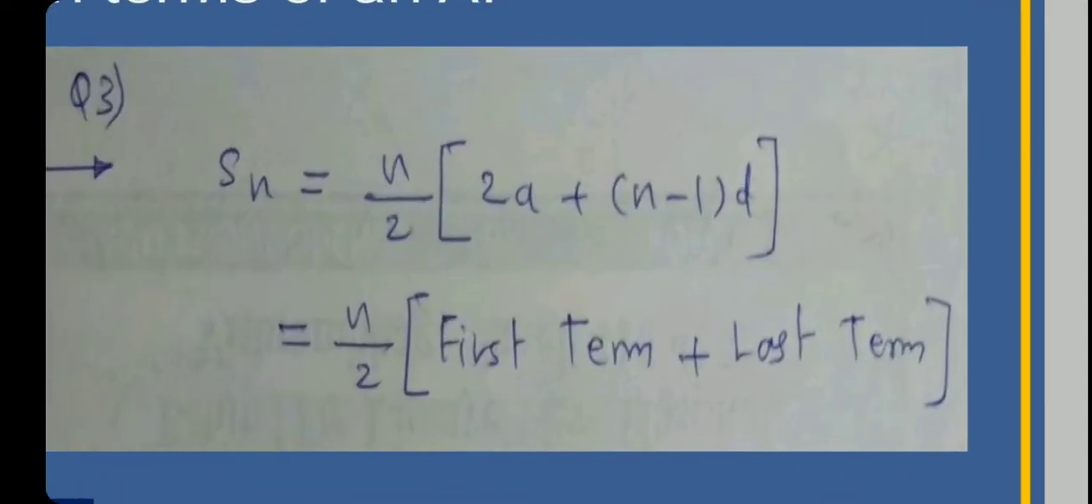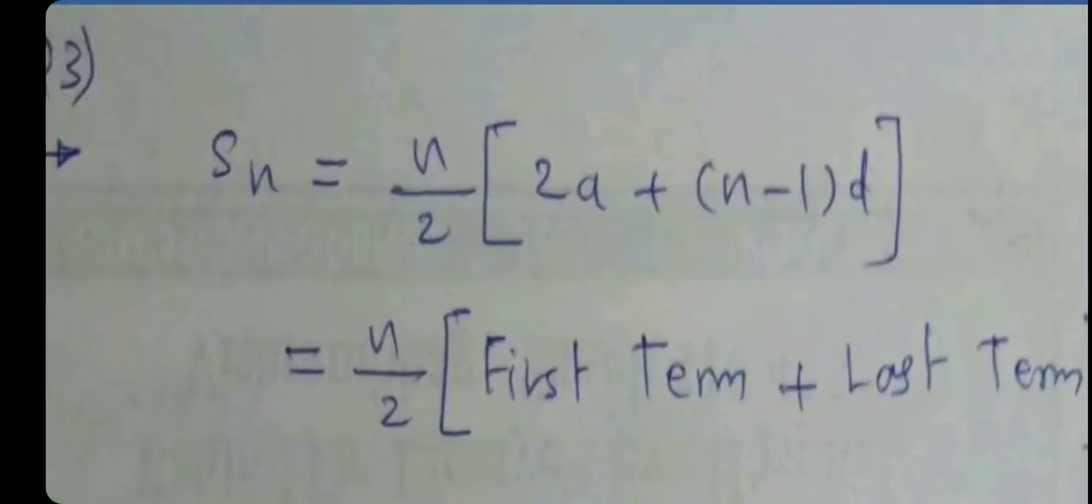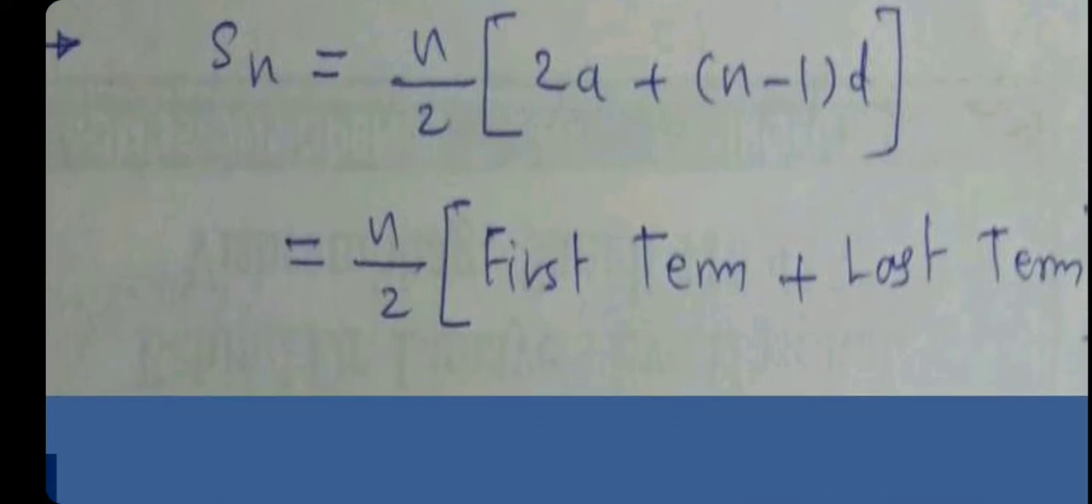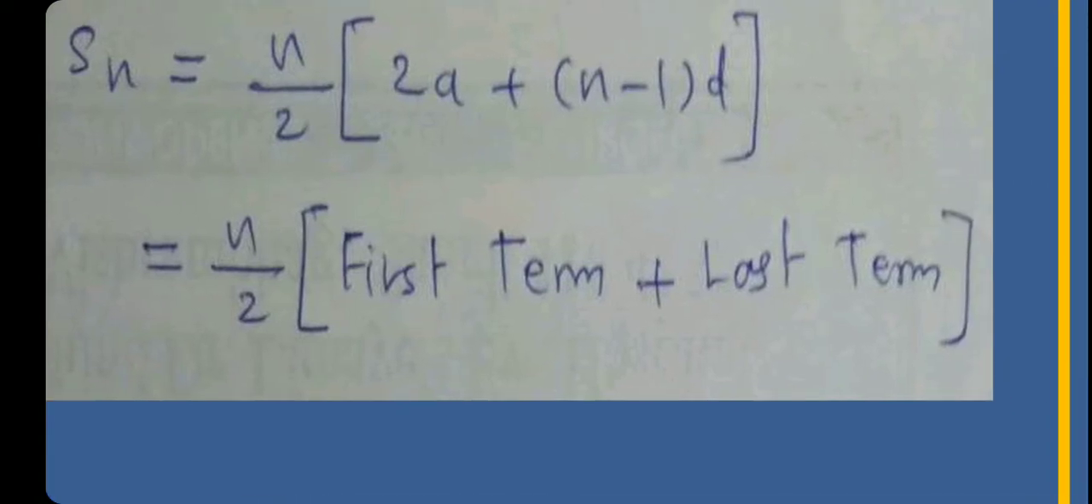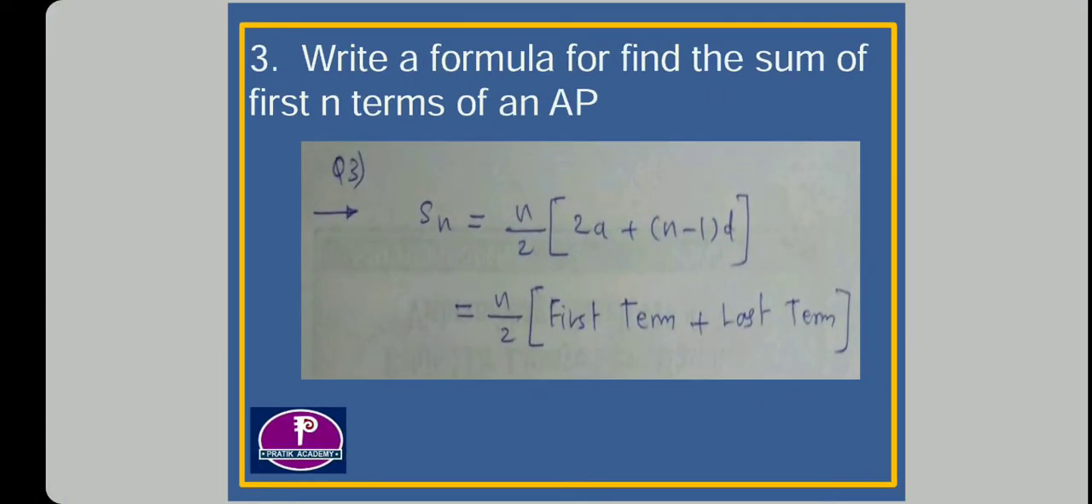So there are two formulas. First is Sn is equal to n upon 2 in bracket 2a plus n minus 1 into d. Another one is n upon 2 in bracket first term plus last term. You can use any of them for your calculation.